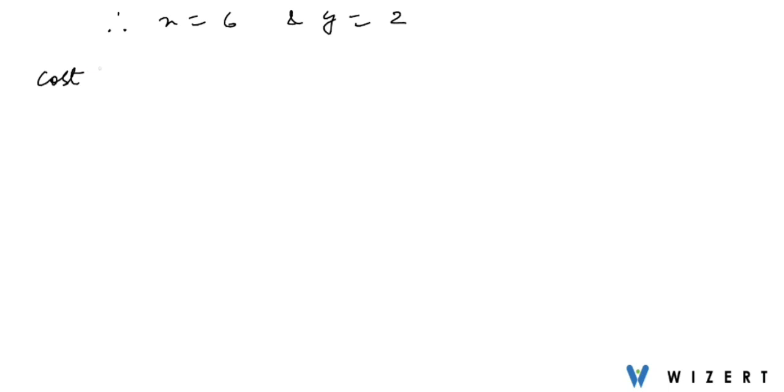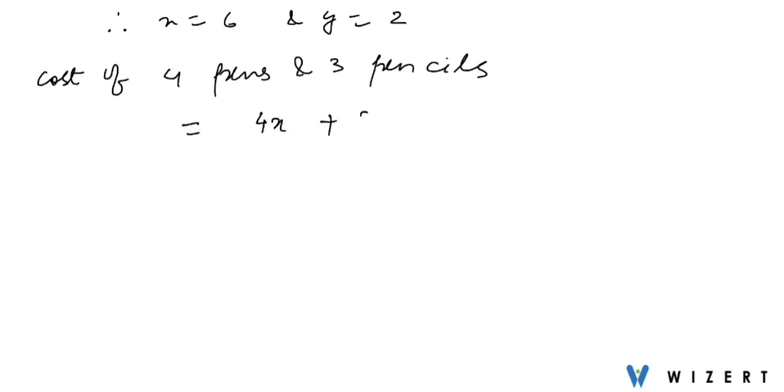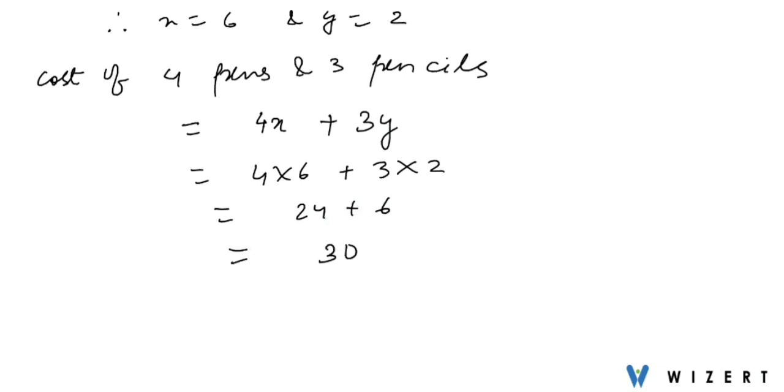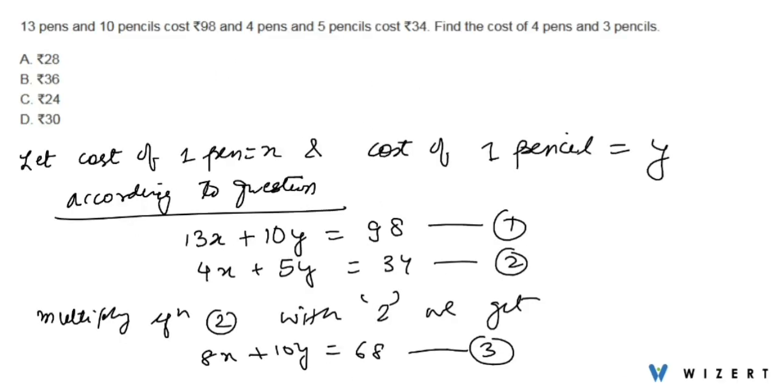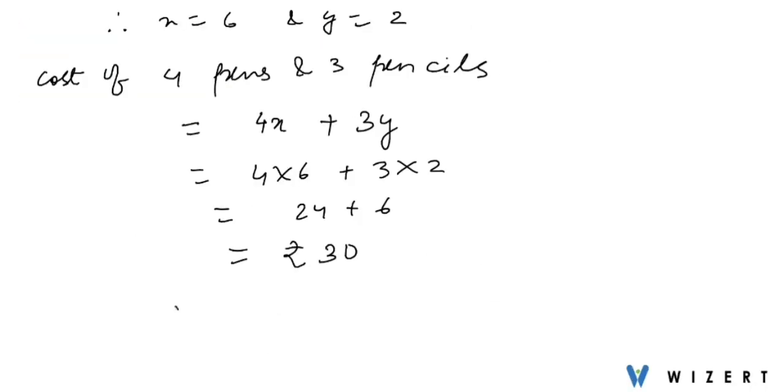Now what we have to find in the question is the cost of 4 pens and 3 pencils. So similarly we'll use the unitary method and we can find the cost of 4 pens as 4X and the cost of 3 pencils as 3Y. Now we'll just substitute the values of X and Y to get the final answer. 24 plus 6 will give 30 and the unit is rupees. So 30 rupees is the answer, which is option D. So we can say that the answer is option D.